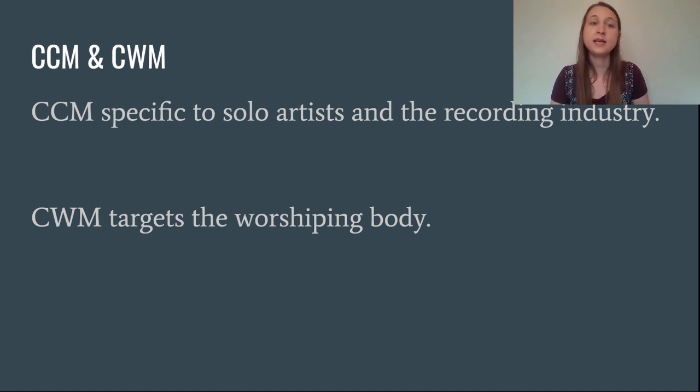Now, CCM and CWM. Some people here may not be too excited for this section. And you might be thinking, why do we need to cover this if we're talking about arranging hymns? A lot of people don't think CCM and CWM qualify as hymns. I define hymns generally as songs of praise. Songs of praise.